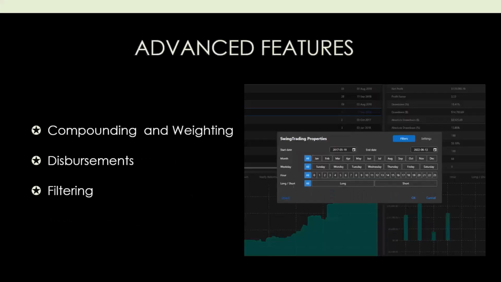Some of the more advanced features are, for example, compounding. What if I was to reinvest my gains into my portfolio? How would this improve my results or perhaps make it worse? You can weigh your strategies, making sure that one does not overpower the other, to arrive at a very balanced portfolio. You can simulate effects of disbursement, meaning what if I wanted to take out some money from my portfolio every once in a while? And you can use filtering. For example, what would happen if I only focus my trading on fall or maybe on the winter months and skip summer and spring altogether? These are just some examples of the advanced features.